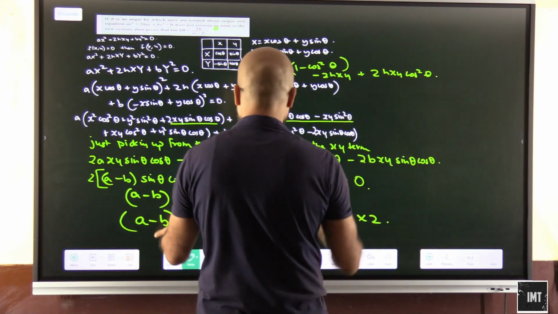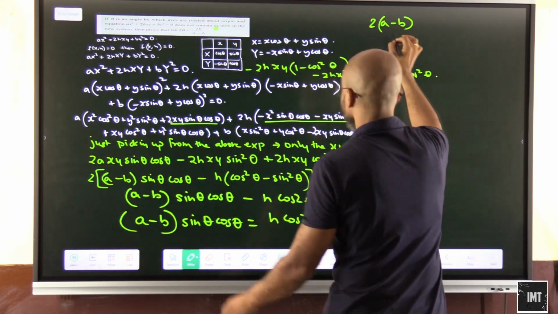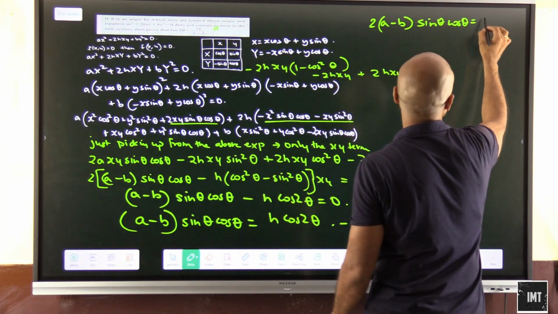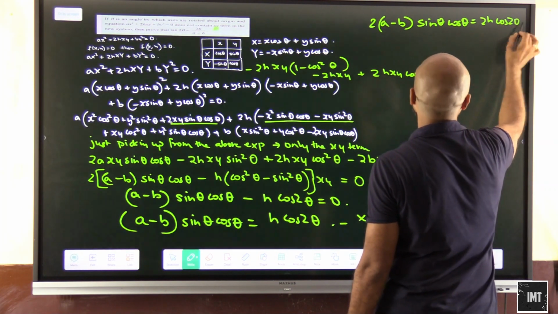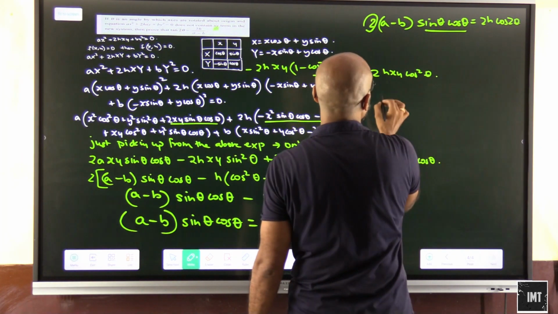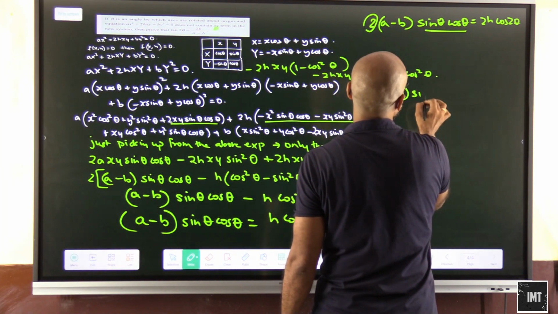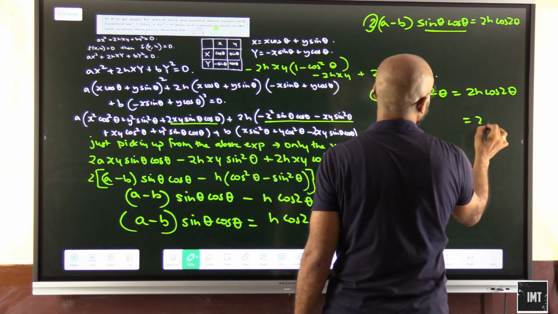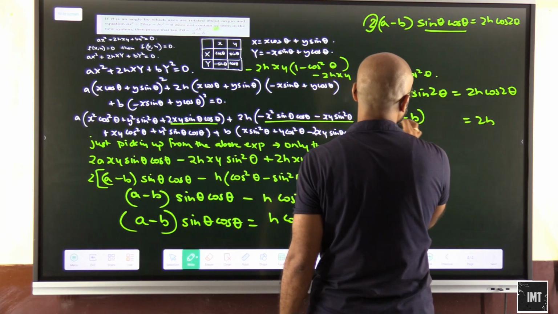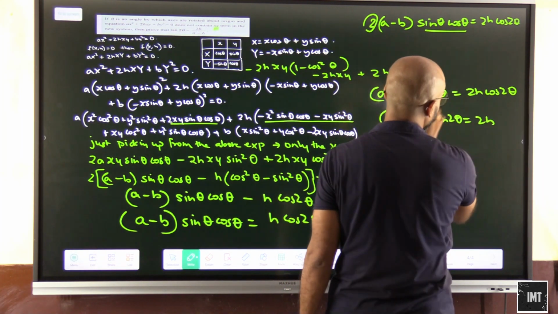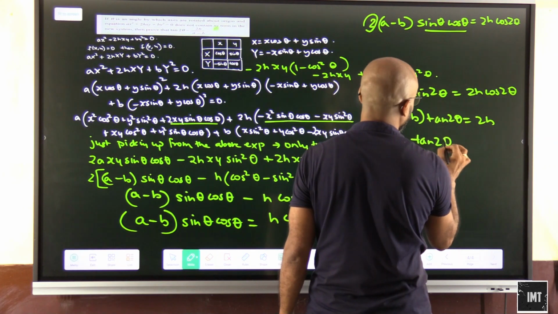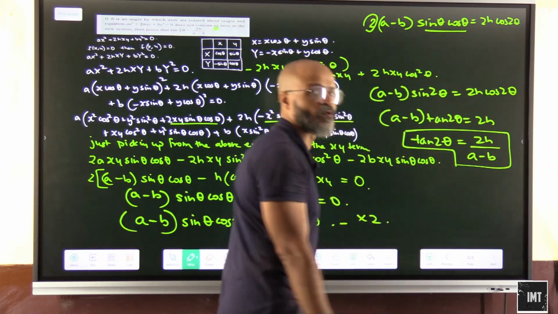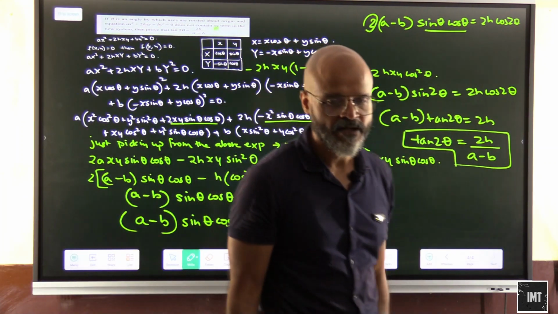So what do we get here, 2(a minus b) sin theta cos theta is equal to 2h cos 2 theta. This 2 sin theta cos theta can be written as sin 2 theta, so (a minus b) sin 2 theta is equal to 2h cos 2 theta, which means this will be 2h upon (a minus b) equal to tan 2 theta. So tan 2 theta will be equal to 2h upon a minus b. Okay, that solves this problem here.